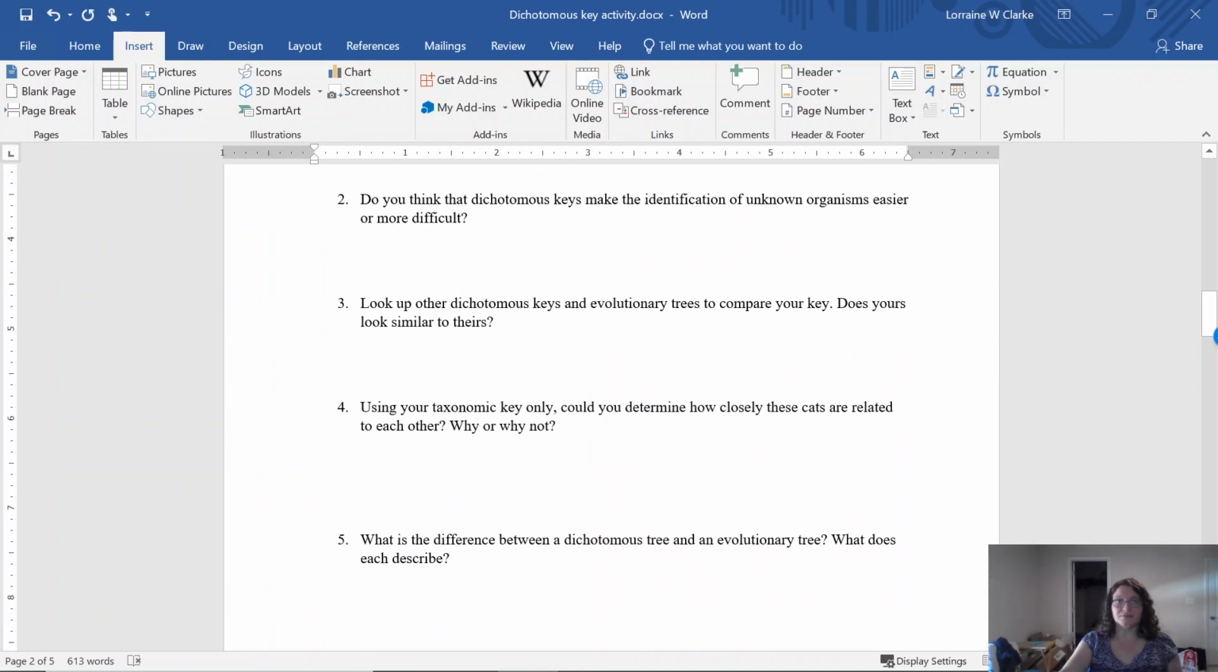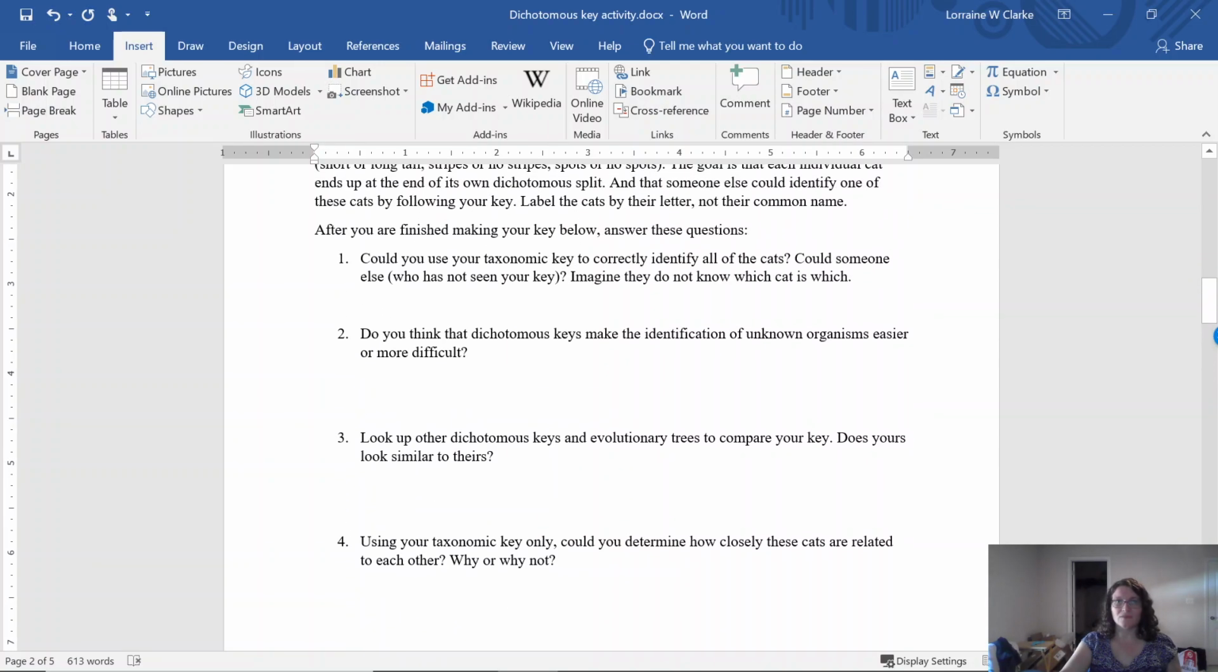All right. So, then you're going to ask, could you use your taxonomic key to correctly identify all the cats? Remember to label really clearly. And to see if someone else could use it. If you gave them one of the cats, can they follow it to find the cat? Okay.